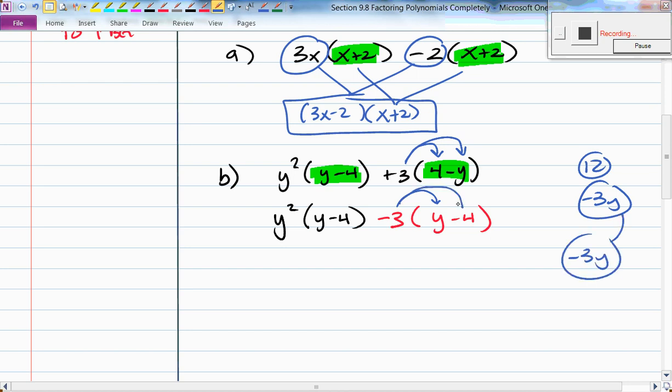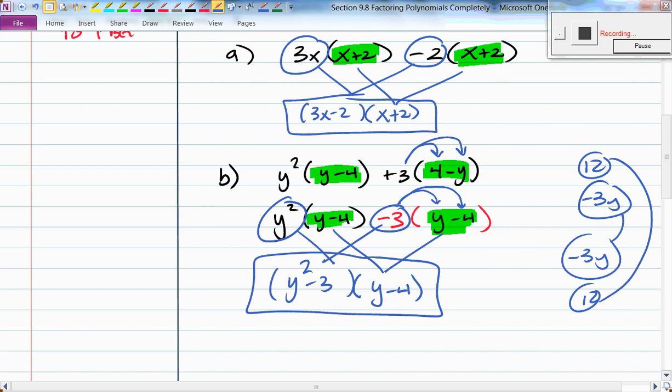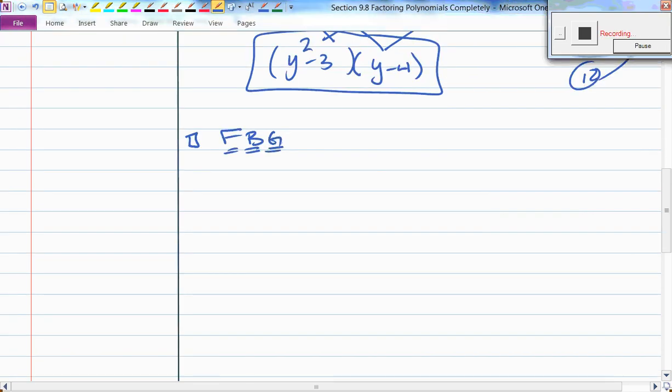And what's a negative 3 times a negative 4? A positive 12, so that matches up. So, have I changed the value of my binomial there? No, I haven't. I've just done a really cool trick that will allow me to see that now this binomial and this binomial, they are the same. And if they are the same, we can factor them out together. So one of my terms has to be y minus 4. What does the other term have to be? There you go, y squared minus 3. The other two terms right here, y squared minus 3. So there's my answer, y squared minus 3 times y minus 4. FBG. So we're going to factor by grouping.